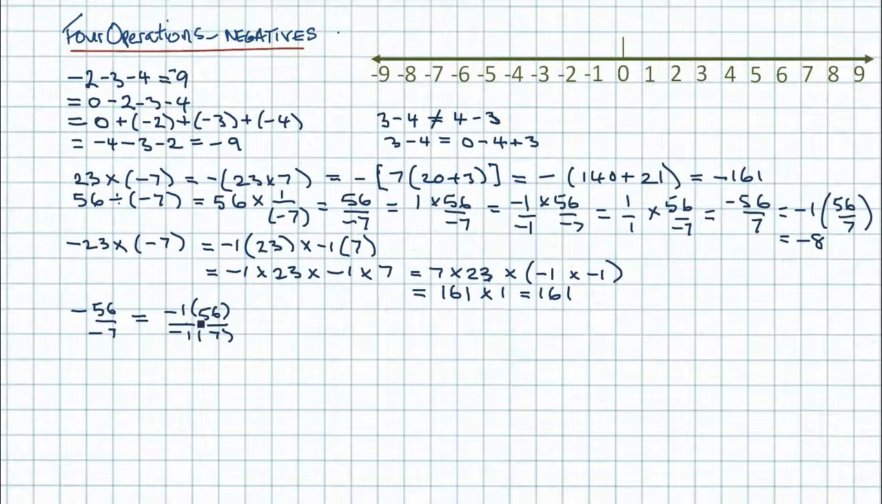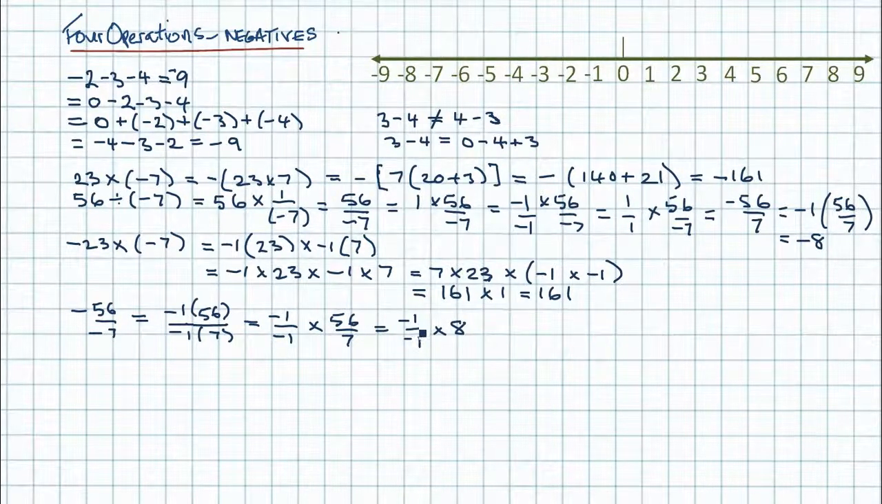Now we can split this apart because this is a multiplication. So we can group, we can associate in any way we want, giving us negative 1 divided by negative 1 times 56 divided by 7. So I've just removed the negatives by putting them over here and associating them with 1. So we've now got this ordinary calculation: 56 divided by 7 gives us 8.